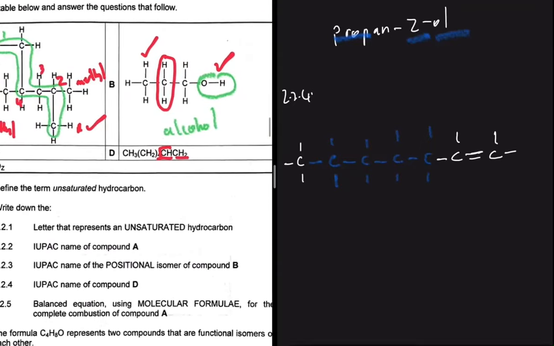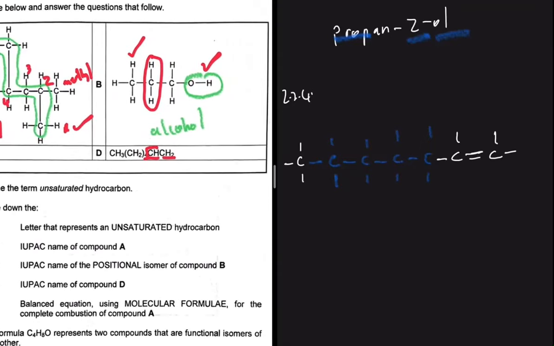But we're looking for the IUPAC name, right? So let's calculate the number of carbons we have: 1, 2, 3, 4, 5, 6, 7. So that is hept. The double bond is on the first carbon, so we're going to have hept-1-ene because of the double bond. It is an alkene, right? Let's move forward and see what else we have.